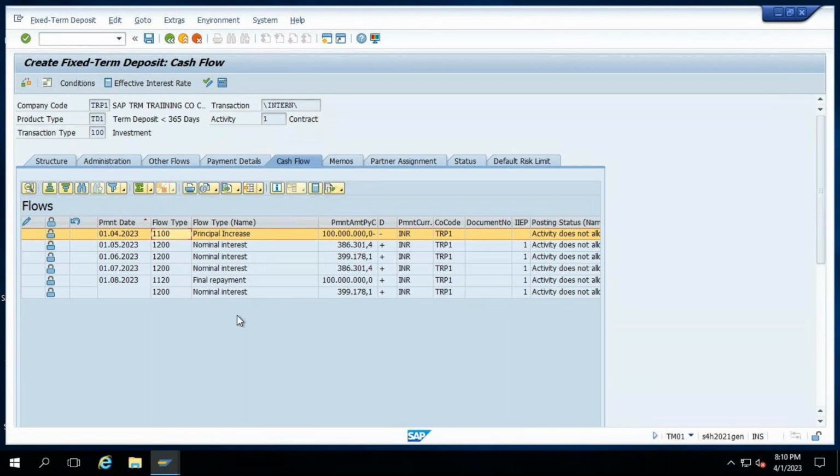So where are we going to configure this? How are you going to configure how the flow type is linked with the update type?